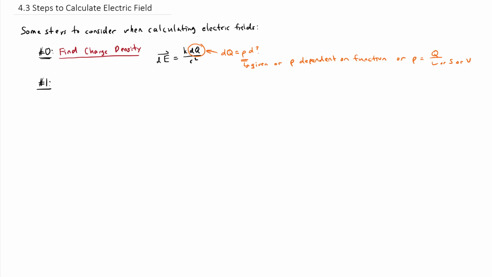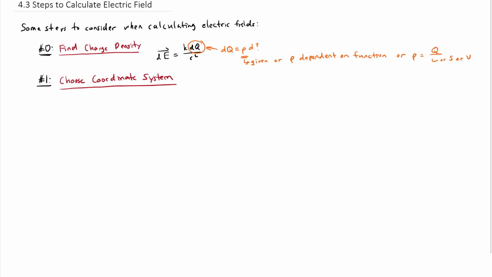So step number 1 would be to choose your coordinate system. When choosing your coordinate system, the best way is to just look at the shape and find your best coordinate system to use and to place your origin appropriately. So usually, a cylindrical shape will require cylindrical coordinates, and a more spherical shape will require spherical coordinates.